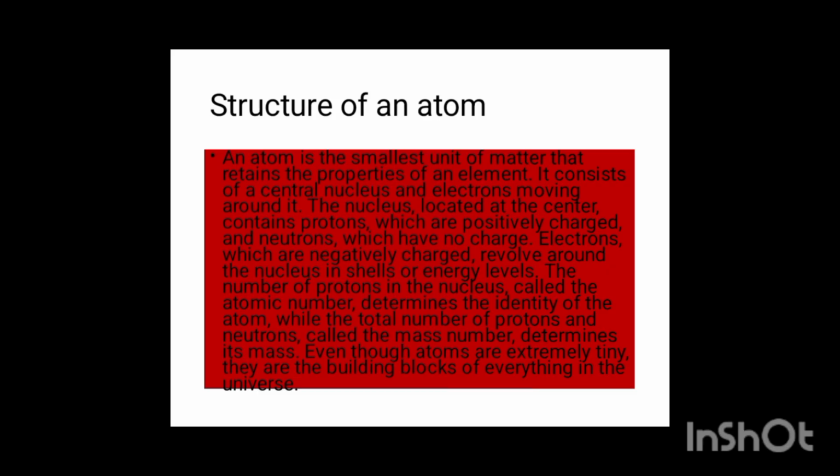The number of protons in the nucleus is called the atomic number and determines the identity of an atom. The total number of protons and neutrons, called the atomic mass number, determines its mass. Even though atoms are extremely tiny, they are the building blocks of everything in the universe.